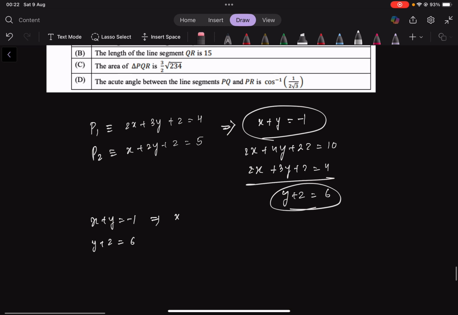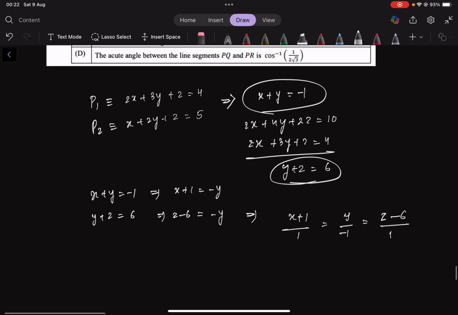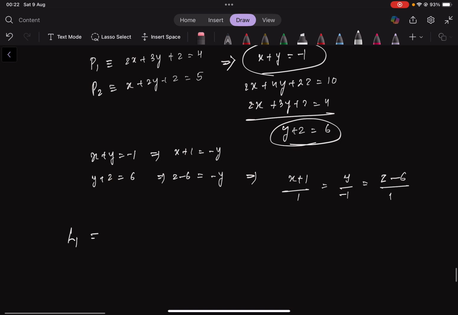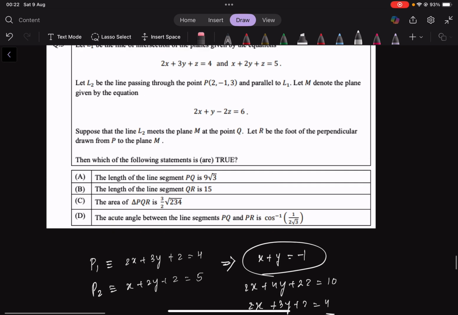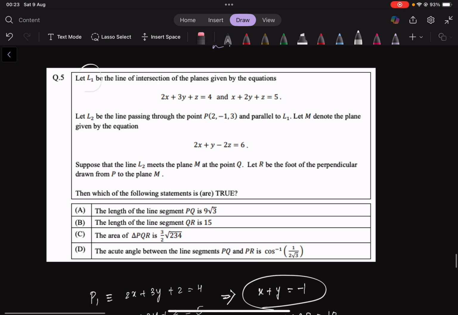So by solving these two, x plus y is minus 1 and y plus z is 6. That implies x plus 1 is minus y and z minus 6 is minus y. So that means (x plus 1) by 1 is equal to y by minus 1 is equal to (z minus 6) by 1. So the line L1, which is the intersection of these two planes P1 and P2, is nothing but this. So that's the line L1.